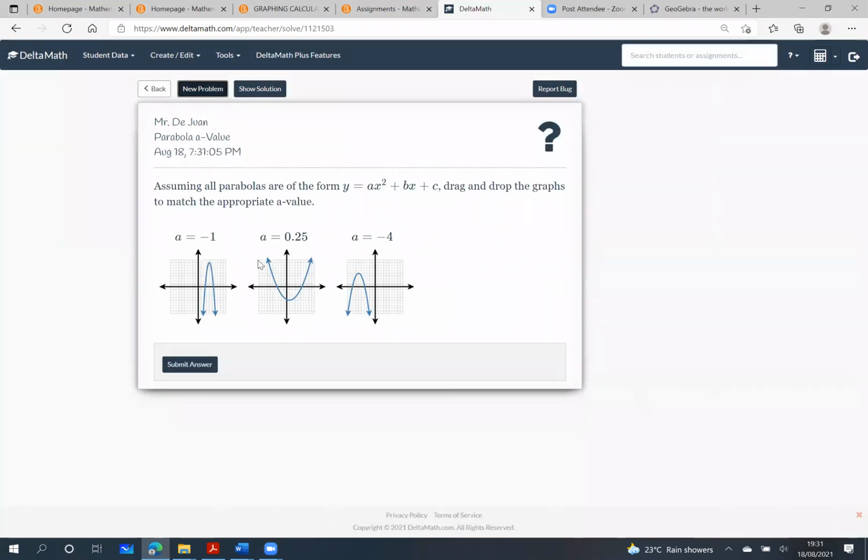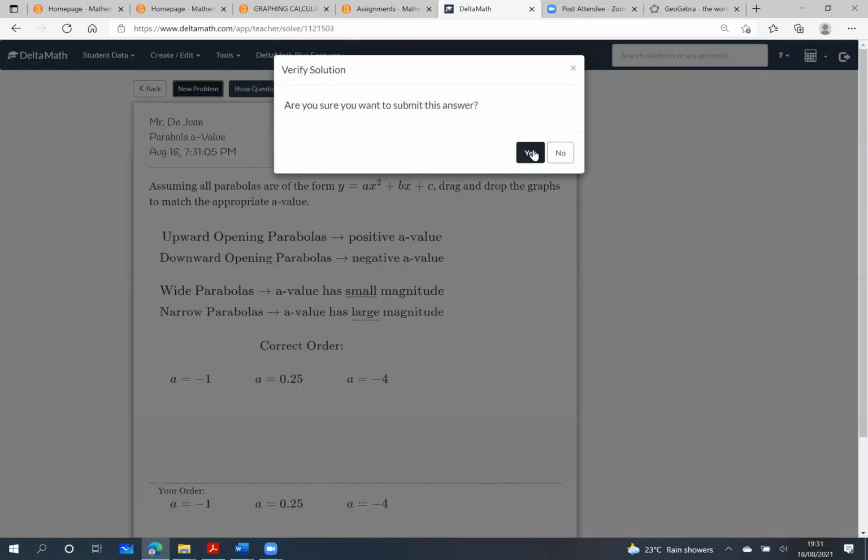Take a look at one more. -1, negative 0.4. So which is the only happy face? This is the only happy face. It's the only one that's positive. But which number is bigger? Negative 4 or negative 1? Negative 4 is bigger than negative 1. So therefore, it's going to be narrow. I'm going to move that over. Narrow for negative 4. Wide for negative 1. Smaller number. Okay?